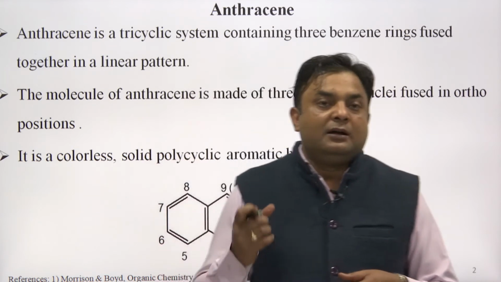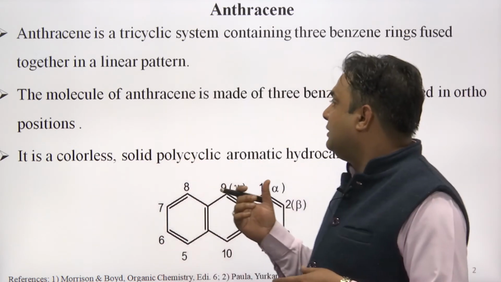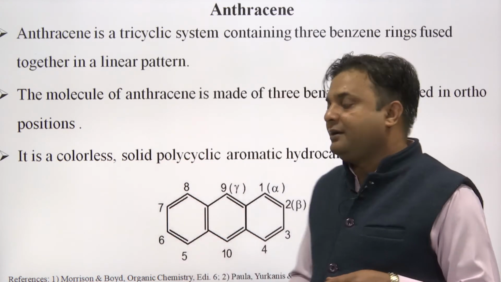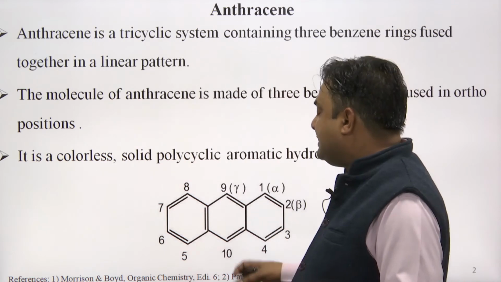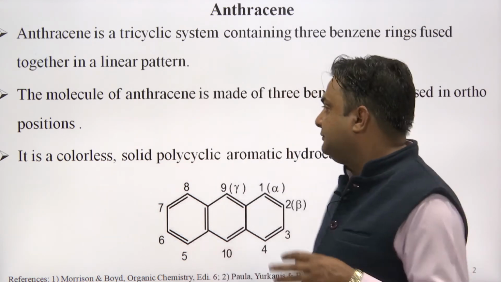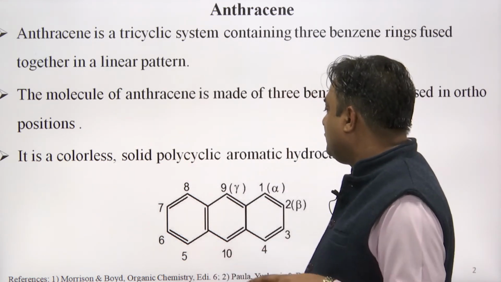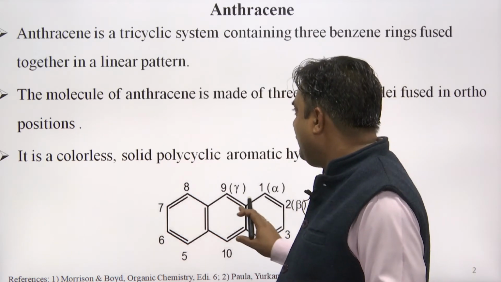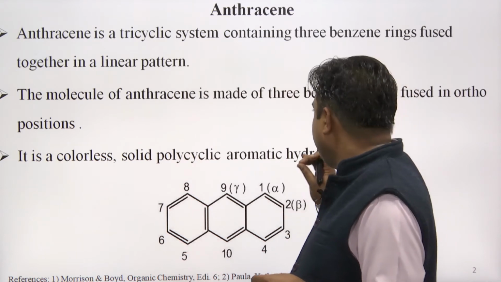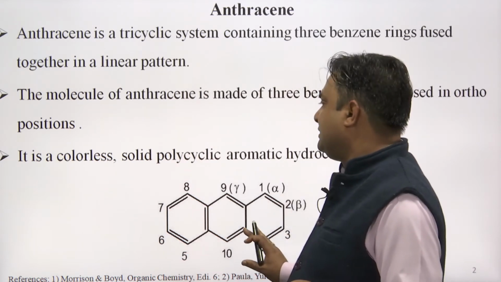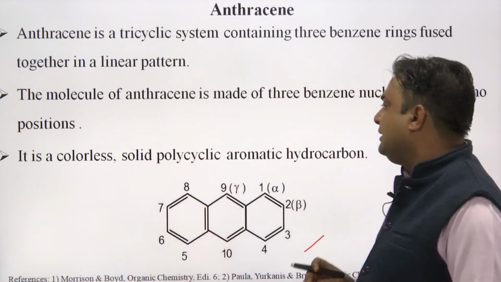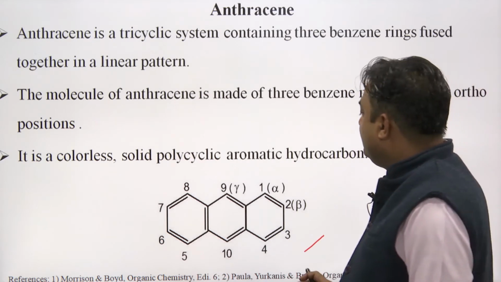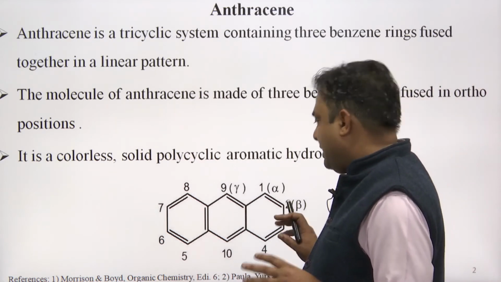Okay, when we go to know about the structure of anthracene, as you can see, it is a tricyclic system. Tricyclic system means it has 3 benzene rings joined with each other at ortho position in a linear fashion. So the molecule of anthracene is made of 3 benzene nuclei. You can see that in the structure. It is a colorless solid polycyclic aromatic hydrocarbon. Okay, so this is the structure of anthracene.